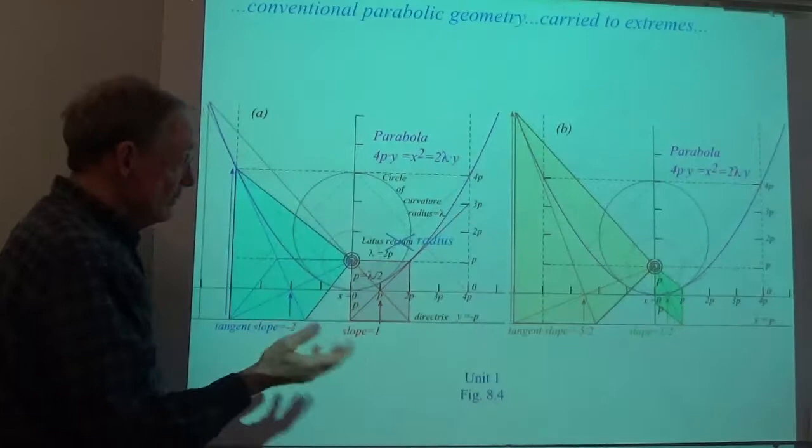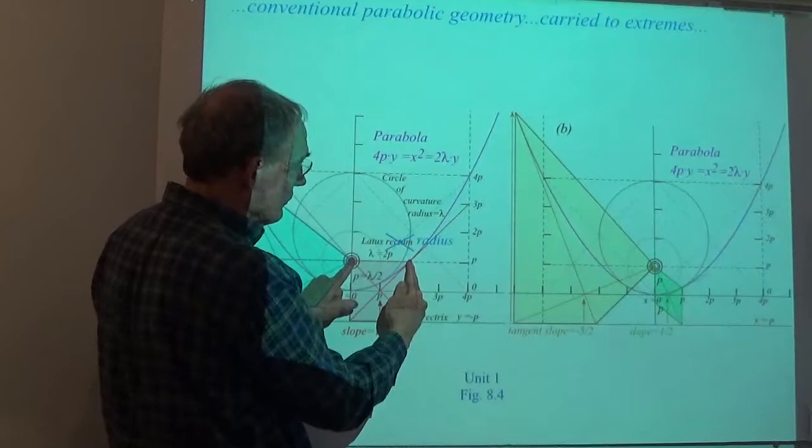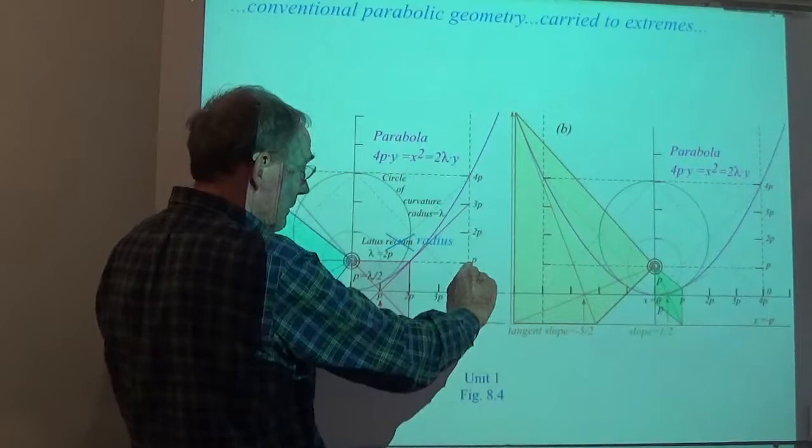So here's the lambda, which is twice the distance to the bottom of the parabola, and twice that distance then is equal to the lattice radius.